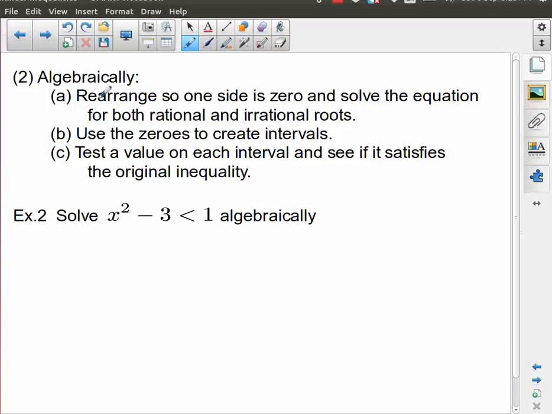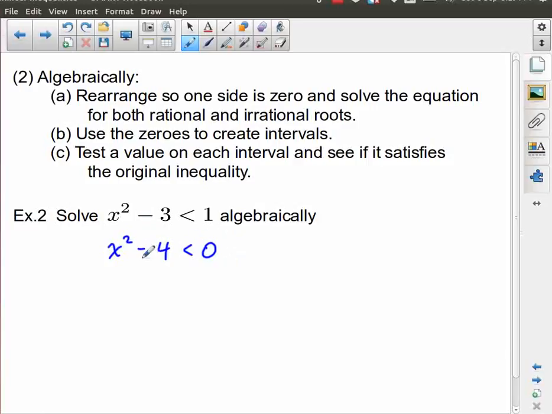So let's start with that step. I'm going to manipulate this so one side is 0. Easy enough. I'm going to subtract 1 from both sides. x squared minus 4 is less than 0. So asking yourself, where is this graph less than this graph, is the same as asking where this graph is less than the line y equals 0.